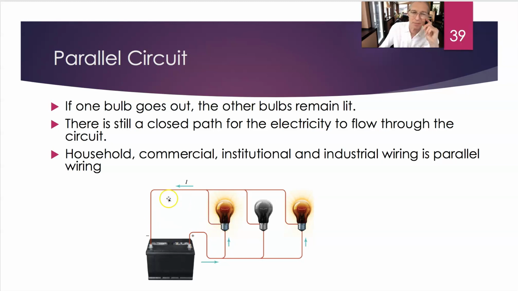So I've made a note here: household, commercial, institutional, industrial wiring. So any building that you're in, whatever it happens to be, it's all parallel circuit. You turn a light off in your room, the lights in the rest of the house don't go off. Or you have a light bulb go out, the rest of the lights in the house don't go off. So it's a great advantage over a series circuit.